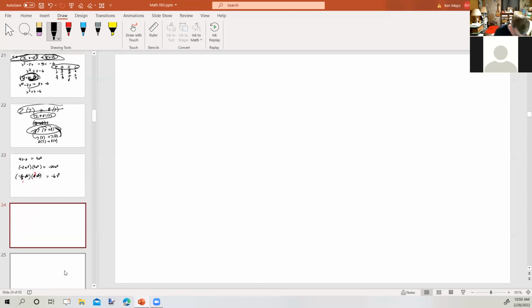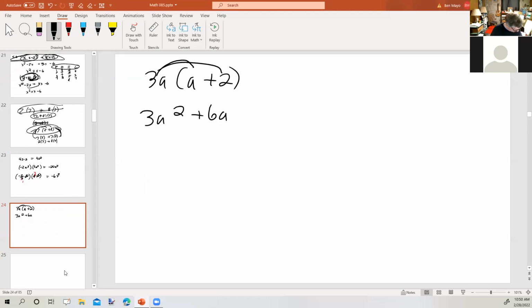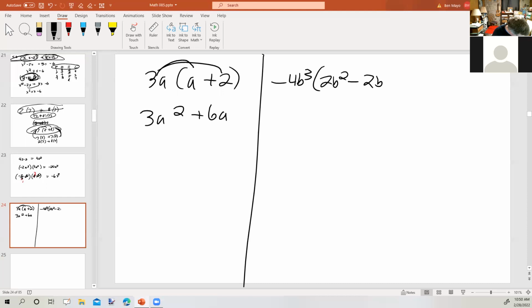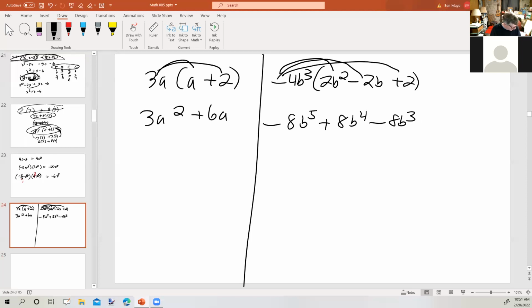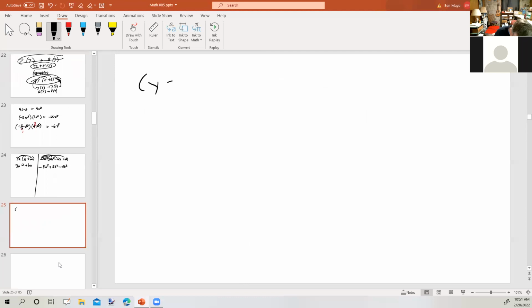Now, what if I have 3a times a plus 2? So I'm going to distribute and get 3a squared plus 6a. What if I've got negative 4b cubed times 2b squared minus 2b plus 2? That's going to be negative 8b to the 5th plus 8b to the 4th minus 8b cubed. Are you okay with that? Yes.